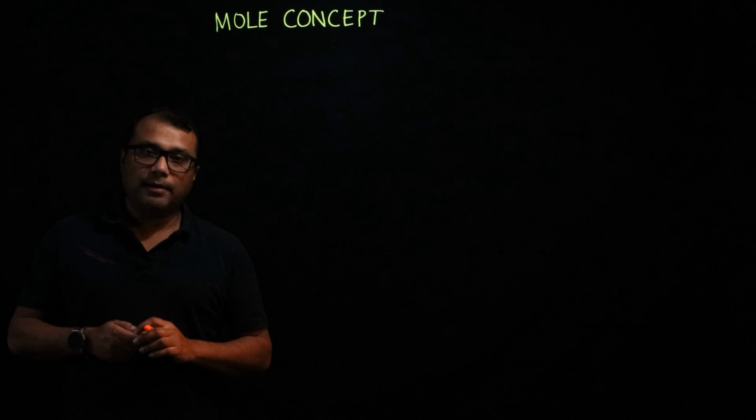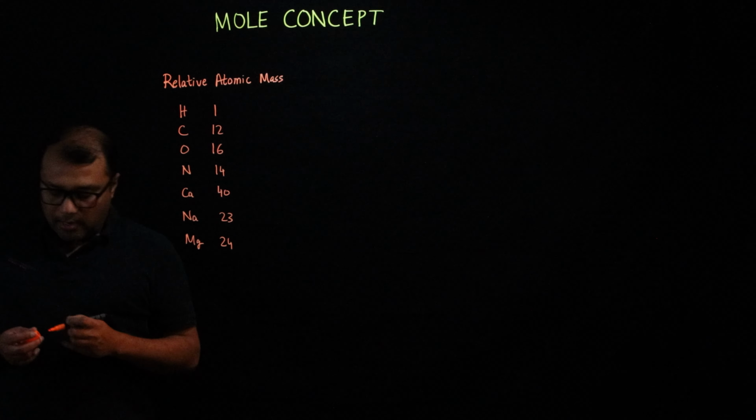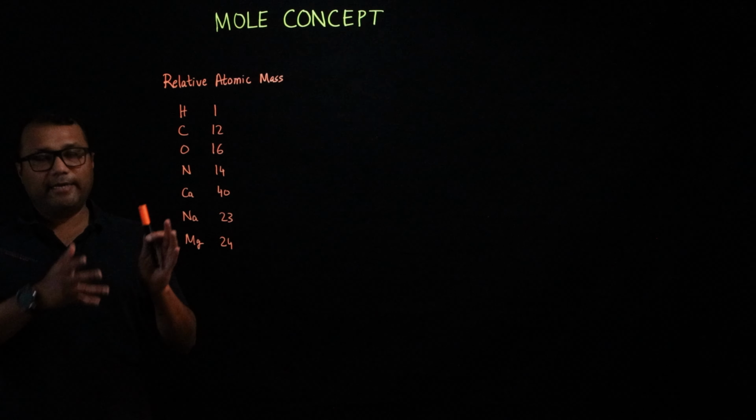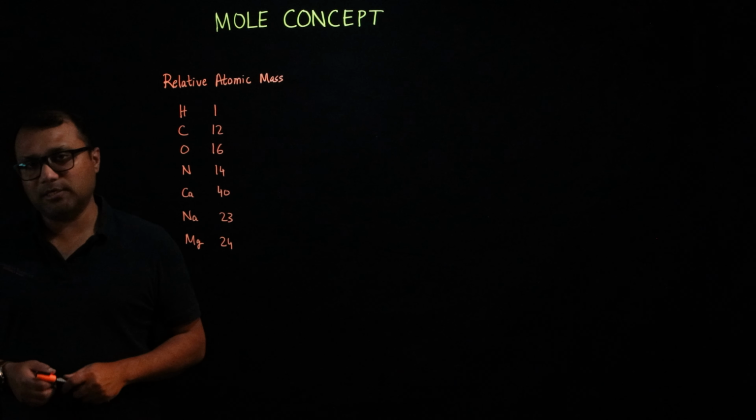Okay, now for some of the elements like hydrogen, relative atomic mass is 1. For carbon it's 12, oxygen is 16, nitrogen is 14, calcium is 40, sodium is 23, magnesium is 24, and such. Now in your exams the relative atomic masses will be given to you, and you will have to compute based on the given relative atomic masses. Okay. So next step is molecular mass.